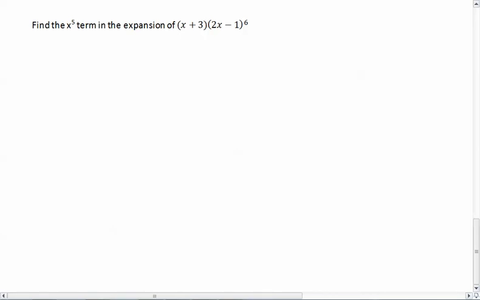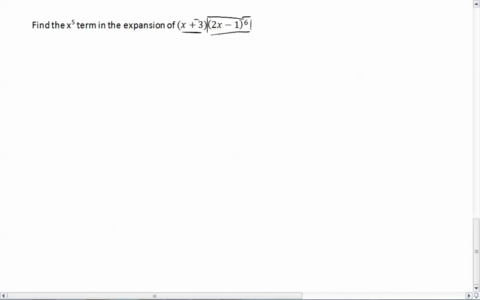All right, so what we have here is one that's a little bit more interesting. Why is this a little bit more interesting? Well, it's because we've got a binomial which is now being multiplied by our binomial expansion. So we're going to decide how to do this. We've got a couple of different ways. You can use the general term.